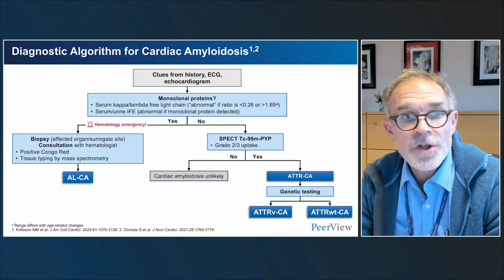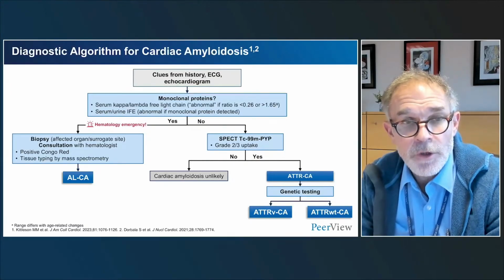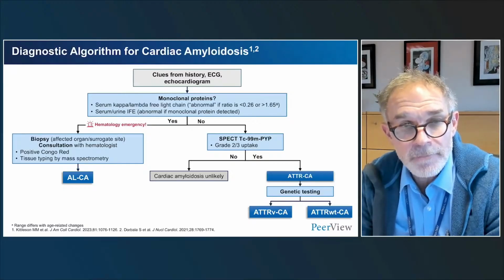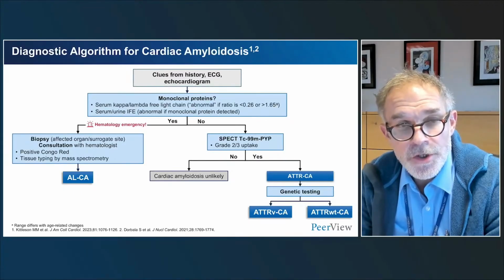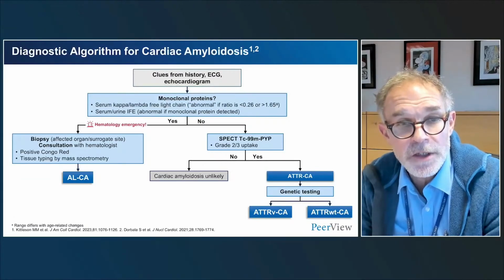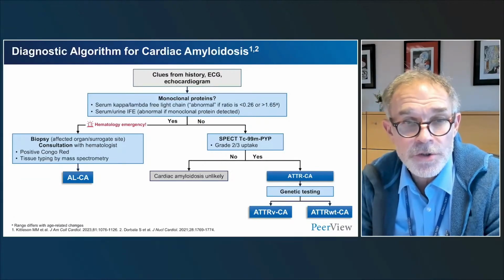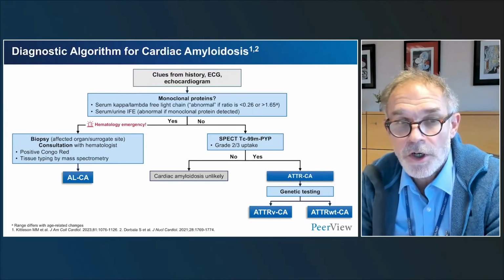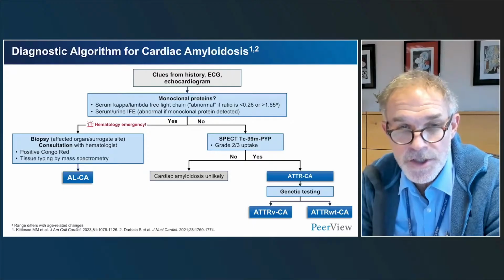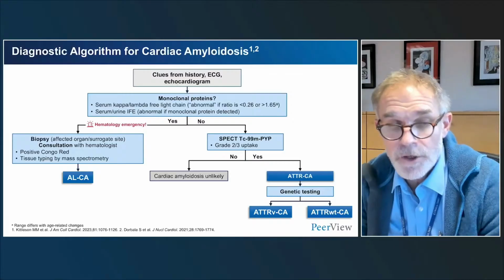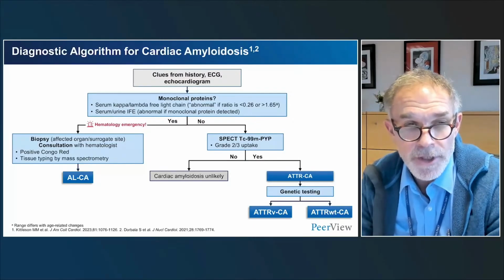If there is no monoclonal protein and one undertakes a PYP, or in the UK, a DPD scan, with SPECT, and shows that there is myocardial uptake, which is greater than or equal to the uptake in the bones, in other words, Perugini grade 2 or 3 uptake on a PYP or DPD scan, then in the absence of a monoclonal protein, one can confidently make the diagnosis of ATTR-CA. And one is then left to undertake genotyping to differentiate between the wild type and the hereditary condition.